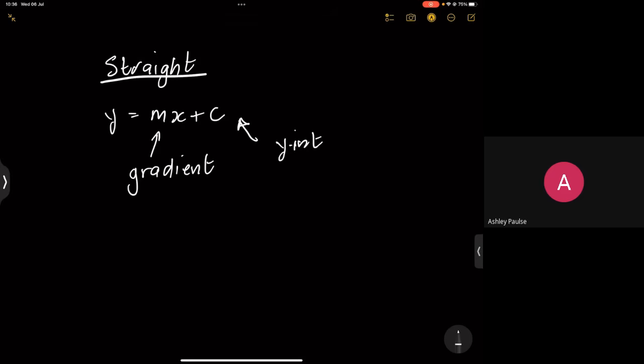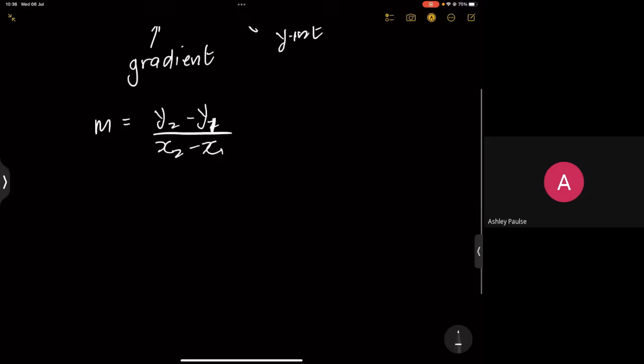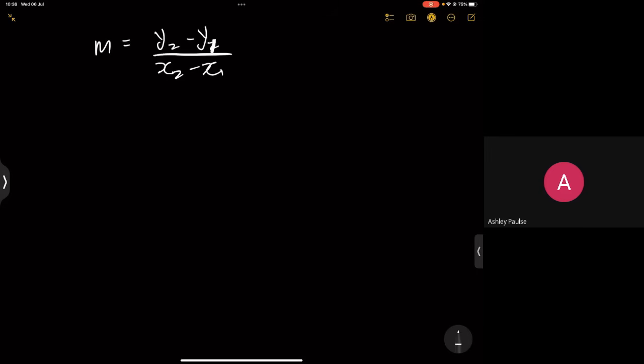Right, and in terms of our gradient, we know that we can always get the gradient when we've got 2 points by using the formula y2 minus y1 divided by x2 minus x1. Okay, and of course, if we wanted to find the c value, we always just substitute whatever point that we have. Okay, right. Quickly continuing.